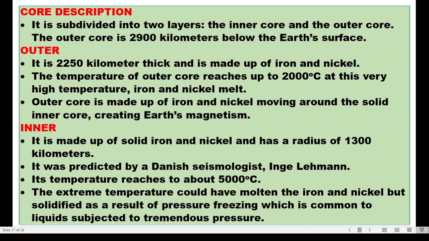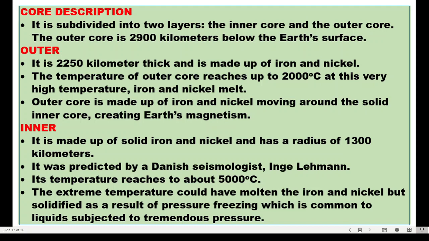Ayan. Core description. It is subdivided into two layers. The inner core and outer core. The outer core, yung labas, is 2,900 kilometers below the Earth's surface. Na ganun na siya kalalim. Outer core is 2,250 kilometers thick. So, mas makapal si outer core kesa kay inner core. It's made up of iron and nickel. So, dun na pala yung source ng mga iron and nickel natin, no? Kaya pag nagkakaroon ng mga earthquake, tapos lumalabas yung mga iron and nickel dito, natatagpuan natin siya sa crust.